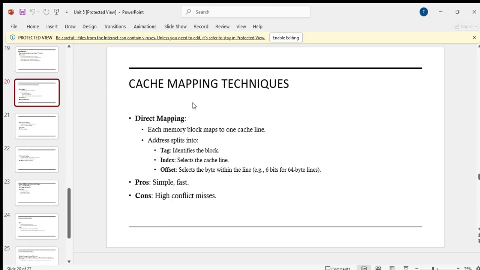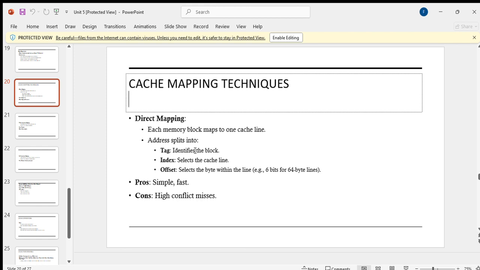What do we mean by that? It is one-to-one mapping. Let's say every domain has one codomain, and every codomain has one domain on the x-axis. That's what we mean by one-to-one mapping. There's no flexibility. It cannot be changed. If two blocks map to the same line, one will overwrite the other even if there are empty lines elsewhere in the cache.